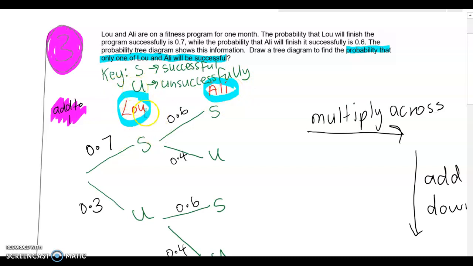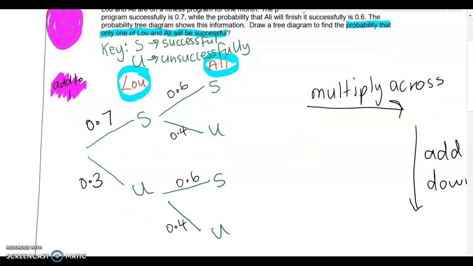We've got information of Lou being successful as 0.7. Therefore, because we need these to add to 1, unsuccessful for Lou has to be 0.3. We then put Ali in there and branched her off each side. And we know that the probability that Ali will finish is 0.6. So that's a success. 0.6 is success for Ali. Unsuccessful for Ali is 0.4. And these have to add to 1. And the same down here. So that's our tree. And that was probably the hardest part of that.